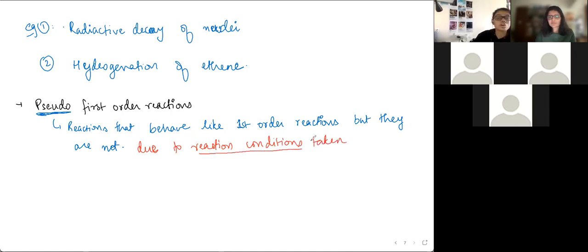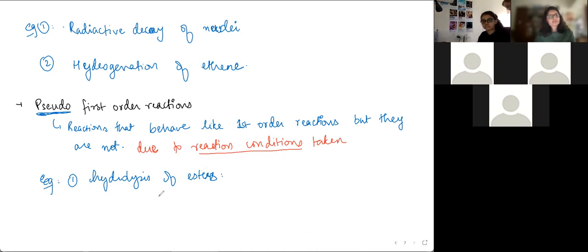Yeah, this is quite important. That's the reason why they end up being first order reactions. If you take the reaction independently, if you just let it happen naturally, it's actually not. But the way we end up doing these reactions, it just happens to be first order. For example, hydrolysis of esters.